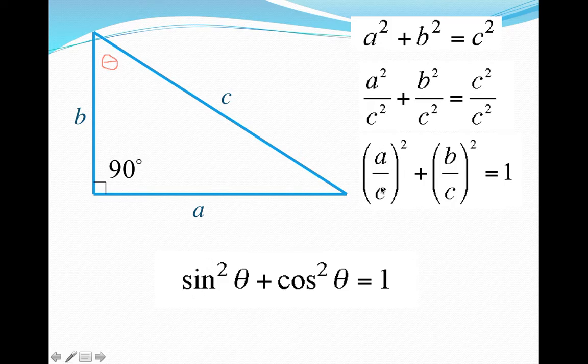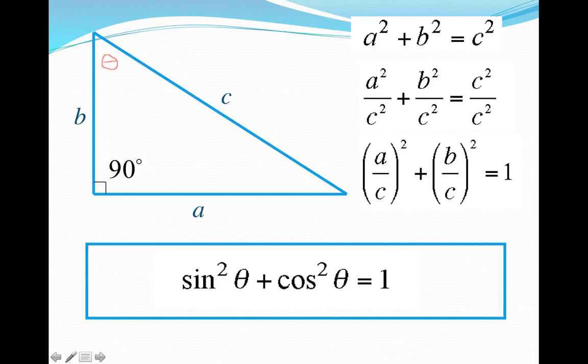So I have the sine, A over C, squared, plus B over C, that's the cosine, squared. So B over C squared is the cosine squared, and that's equal to 1. So this identity, sine squared theta plus cosine squared theta equals 1, is called my first Pythagorean identity. You need to know this along with your reciprocal identities and your quotient identities.